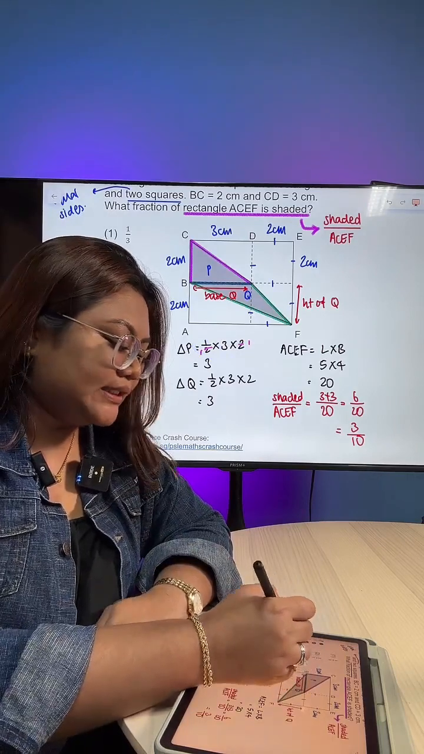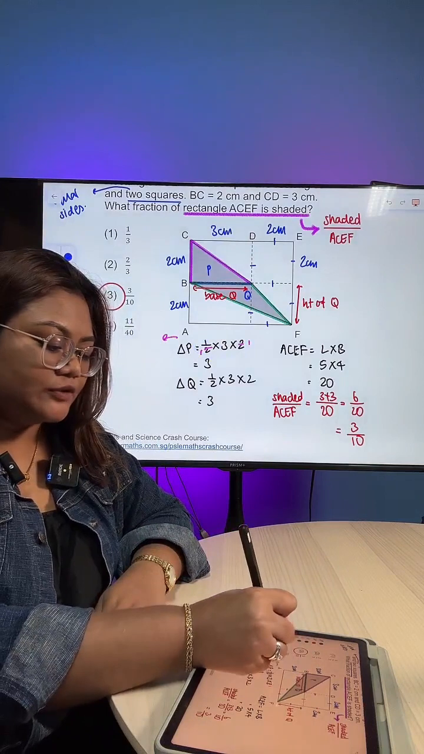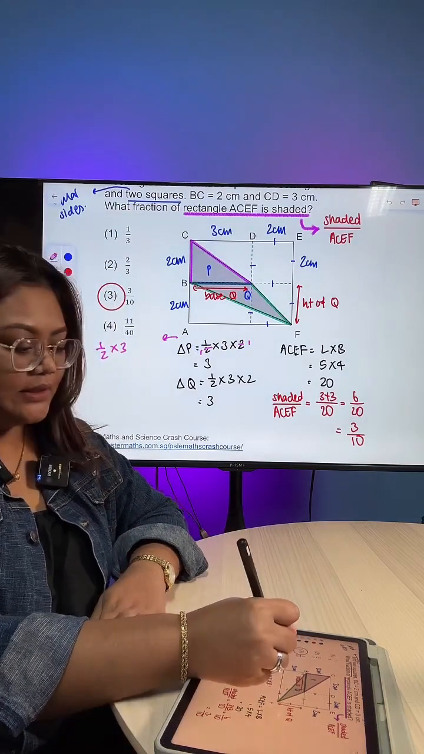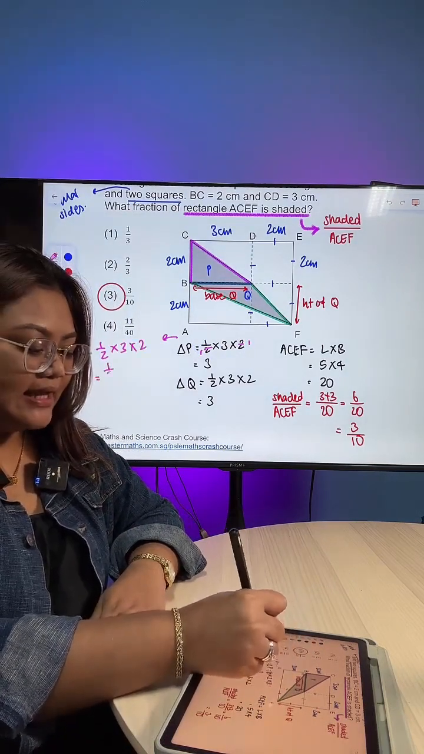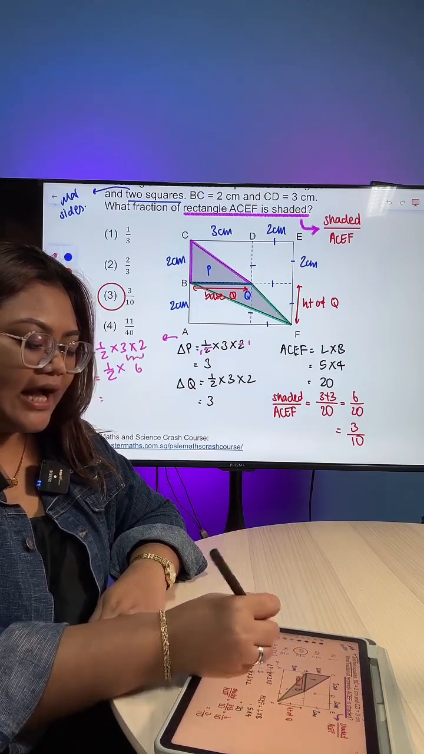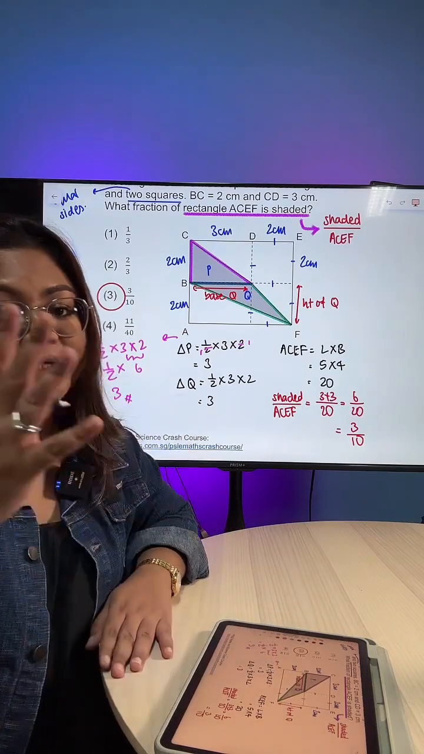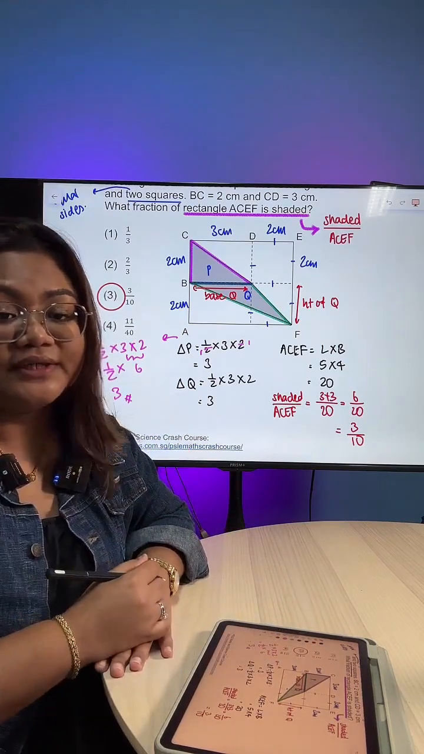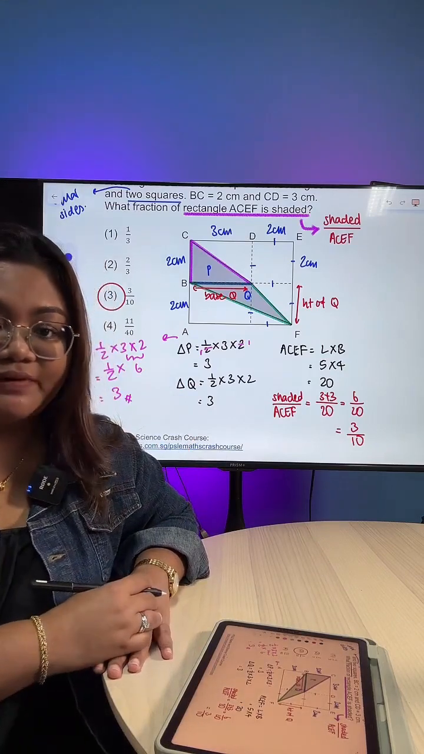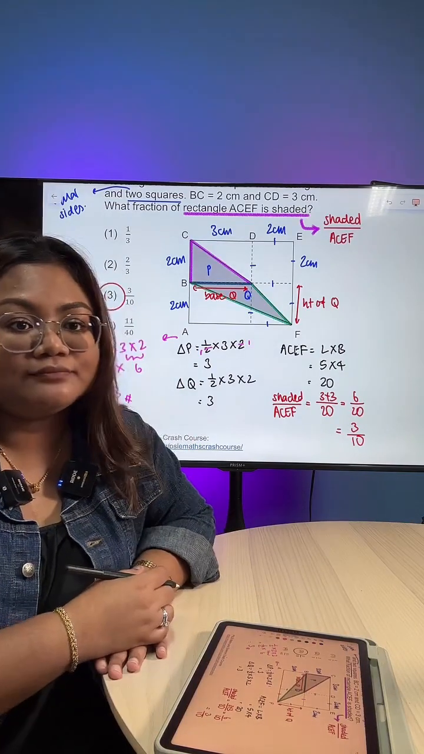Now, for those of you who don't understand the cancellation, don't worry. Half times 3 times 2 is the same as half times 6. Okay? Half of 6 will give you 3. Half of 6 means 6 divided by 2 to give us 3. This part can follow?